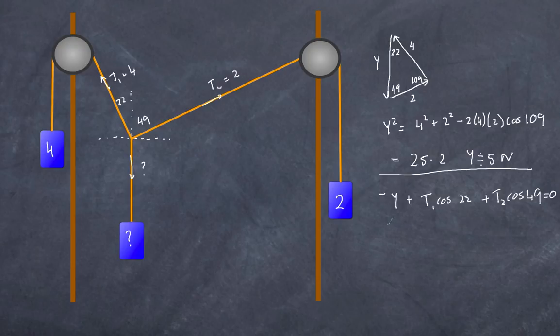So now I have an equation for y. Y is equal to 4 cosine 22, and T2, of course, is 2 cosine 49. Again, you're going to get 5 as a result. Again, components or vector analysis allows you to work this out.